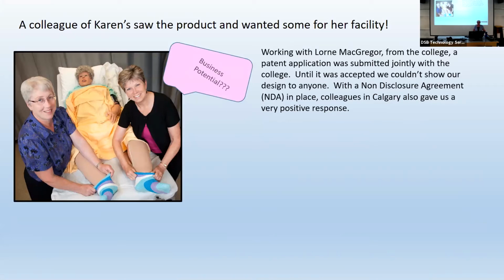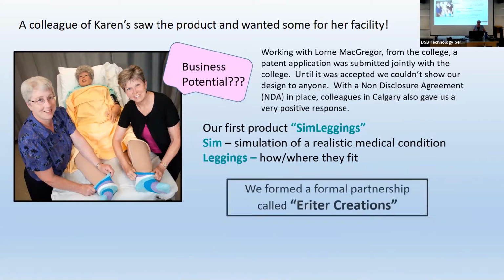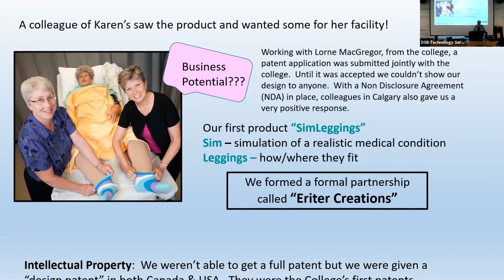So what did we think? Business potential, because she couldn't find anything online, so we thought, okay, maybe we can do something ourselves. Our first product we called Sim Leggings, Sim being simulation of realistic medical condition, and leggings, how and where they fit. And we formed a formal partnership. We felt that if we were going to be doing this and making any money or being accountable for what we were doing, we needed to form a formal partnership at that point.